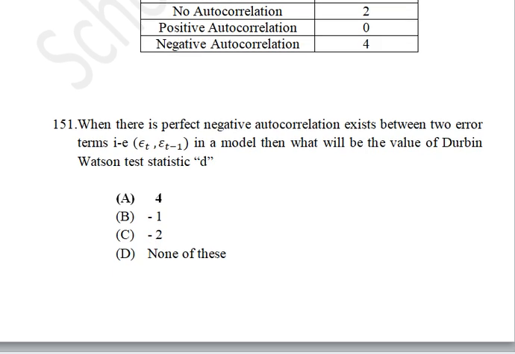Now we discuss question number 151. When perfect negative autocorrelation exists between two error terms, say error term at time period t and error term at time period t-1 in a model, then what will be the value of the Durbin-Watson test statistic D? As we discussed above, when there is negative autocorrelation, the value of D will be 4. So the correct option will be A, which is equal to 4.